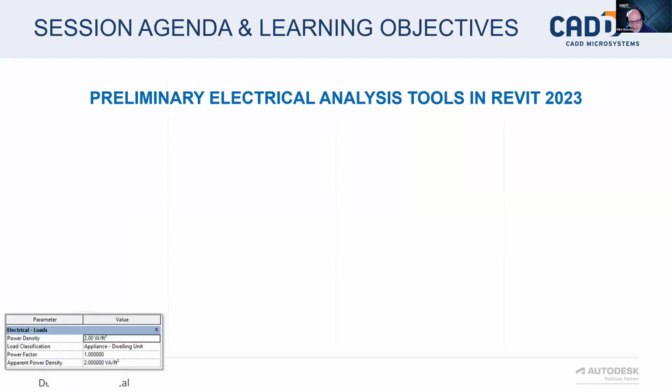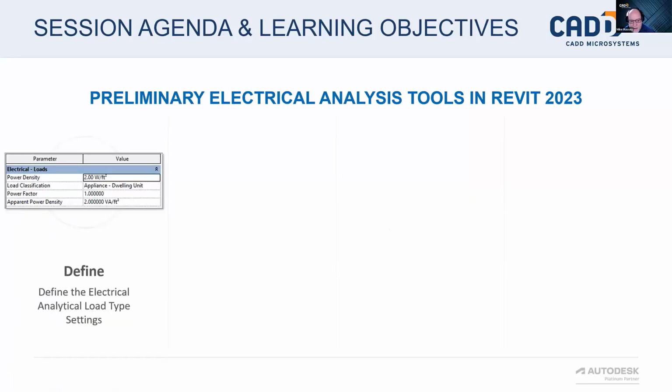The first section that I'll talk about is define, where you can go in and start defining the electrical analytical load type settings. There are some new settings in Revit that I'll show you that we can set up to get our projects ready for this analysis. This is the first step, to set up these electrical load type settings.